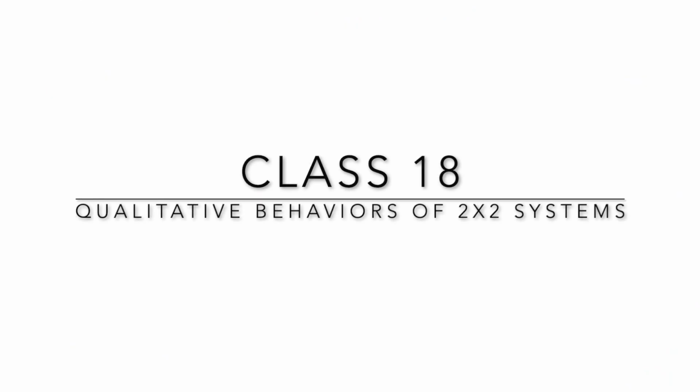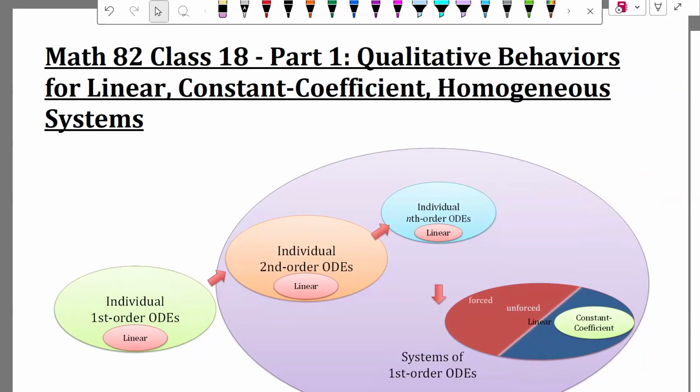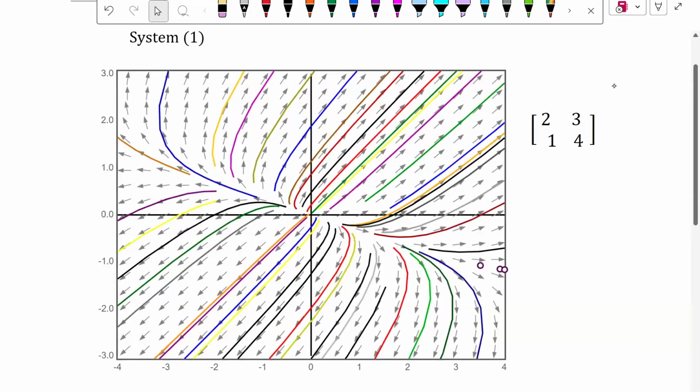We are going to continue to discuss the qualitative behaviors of linear constant coefficient homogeneous systems. So let's go look at a couple of phase portraits on the next page. I'm going to review 4 of the systems that we saw last time we were in class. Remember that these are the matrices associated with the linear system of ODEs, x prime equals Ax.